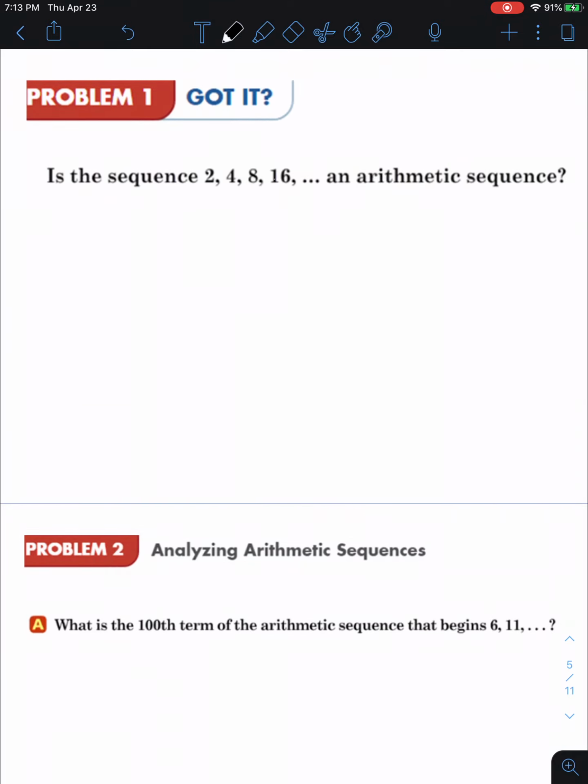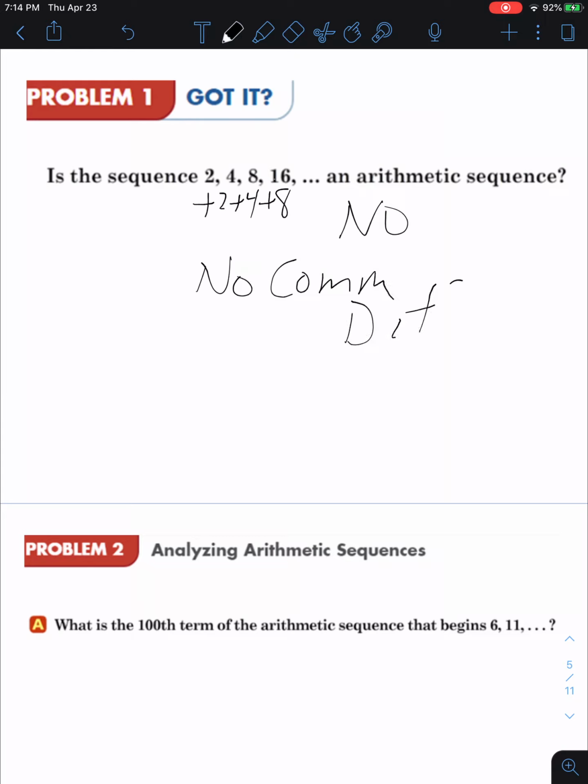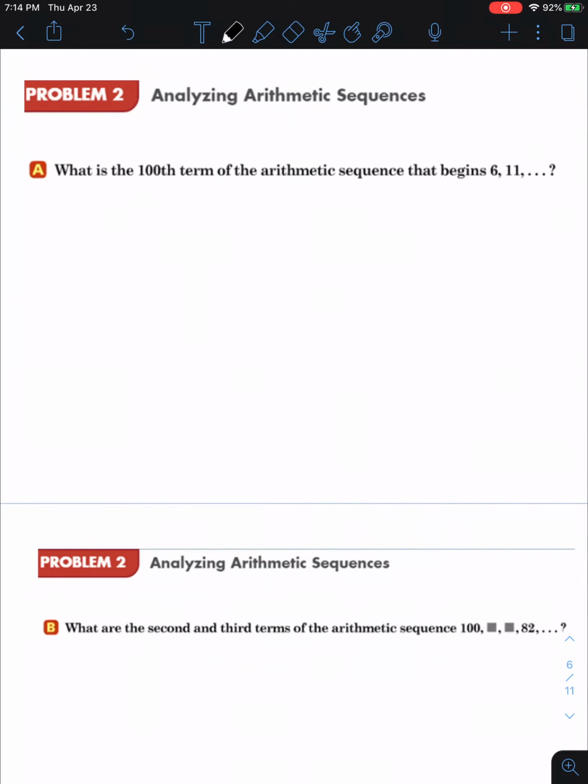How about the sequence 2, 4, 8, 16? Okay, well, let's see. I'd add 2, add 4, add 8. Again, nope, that one doesn't work, because there's no common difference. So no, it is not. We'll take a look at another one.